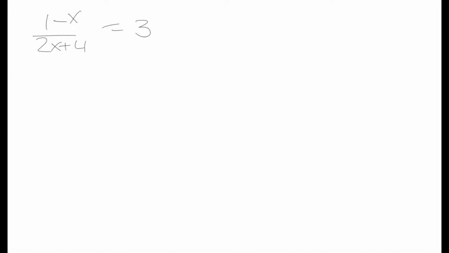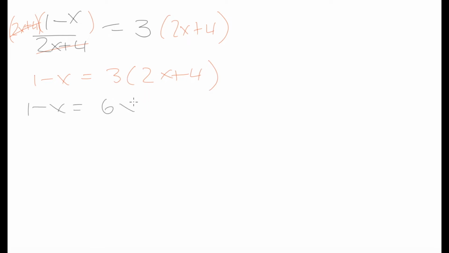So if we were to multiply both sides by 2x plus 4, let's say we multiplied this by 2x plus 4 and we multiplied this by 2x plus 4, these two would end up canceling each other out, and we'd be left with 1 minus x is equal to 3 times 2x plus 4. And now we can solve this by expanding this side out. So we're going to get 1 minus x is equal to 3 times 2x is equal to 6x. 3 times 4 is equal to 12.